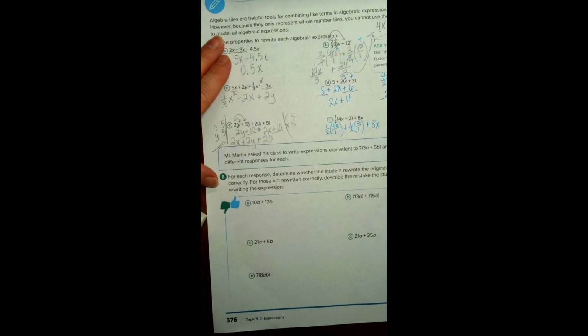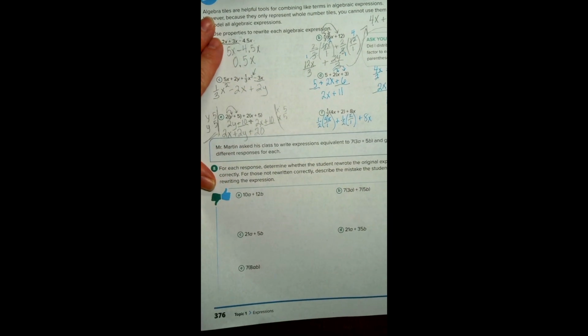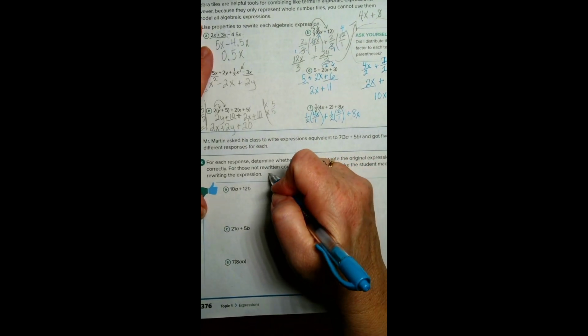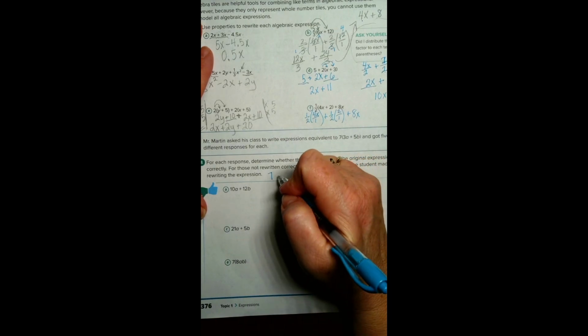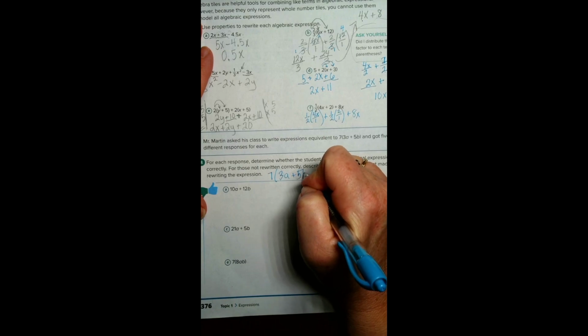Okay. Mr. Martin asked his class to write expressions equivalent to 7 times the quantity of 3a plus 5b and got 5 different responses. For each response, determine whether the student rewrote the original expression correctly. For those not written correctly, describe the mistake the student made in rewriting the expression. So I'm just going to rewrite that down here. It's kind of too far away to see, really. 7 times the quantity 3A plus 5B.